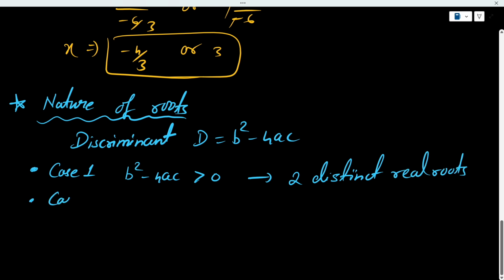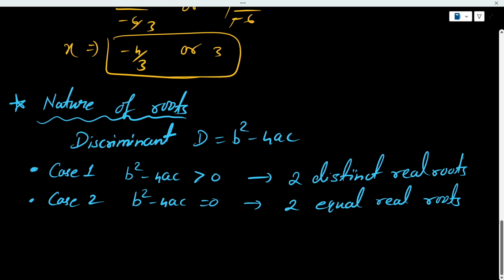Then what is case 2 here? If you have b² - 4ac equal to 0, there will be two equal real roots, right? That means there will be two solutions, but here there will be only one solution, right?